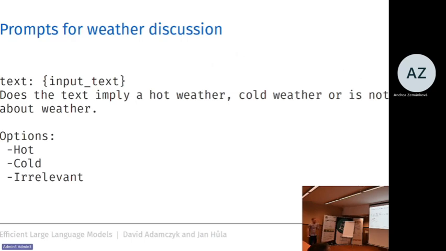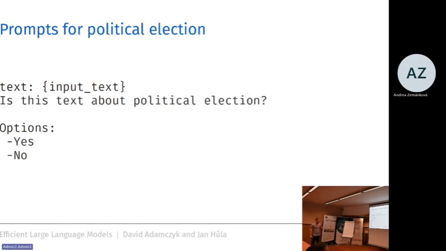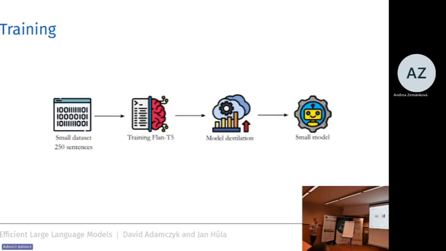So now I would like to show you the prompts for the experiments with the weather discussion. We would like to ask the model, does the text imply hot weather, cold weather, or is it not about the weather? And there is the option. And here we would like to put the sentence from the dataset. This is the second prompt for the experiment with the political election. We would like to ask if this text is about the political election, and the options are only yes or no. So now we would like to perform the training. We would like to use the Flan-T5 XXL model, and then we prepare the model distillation for the small model, which is very efficient.